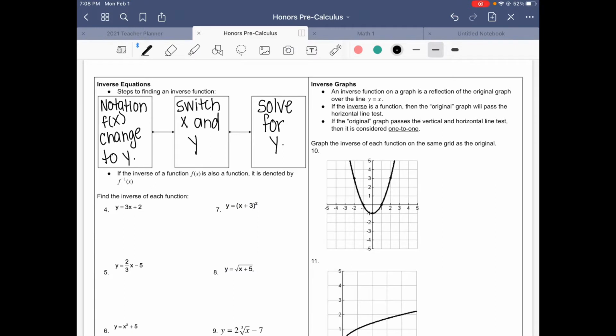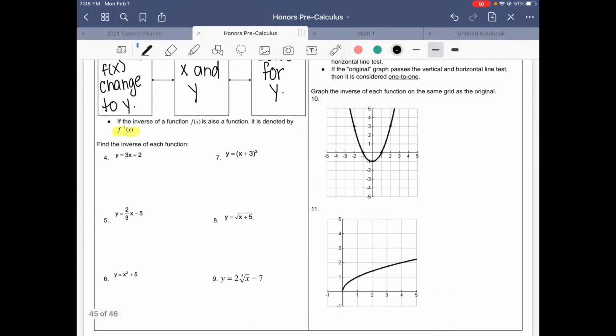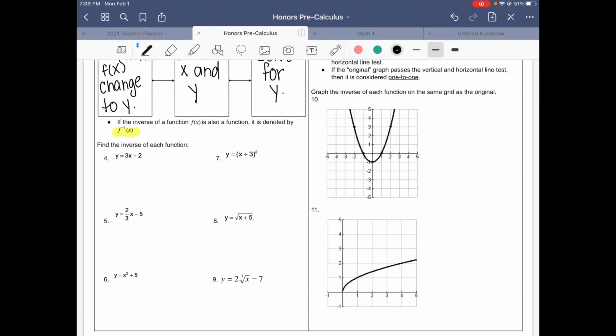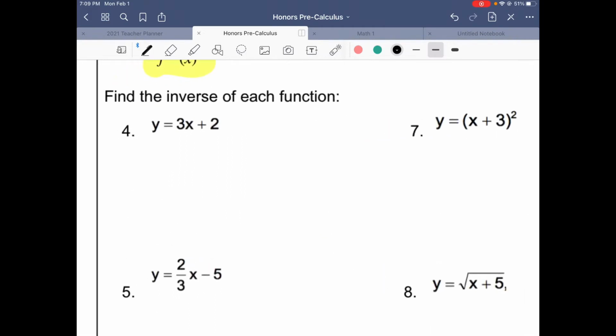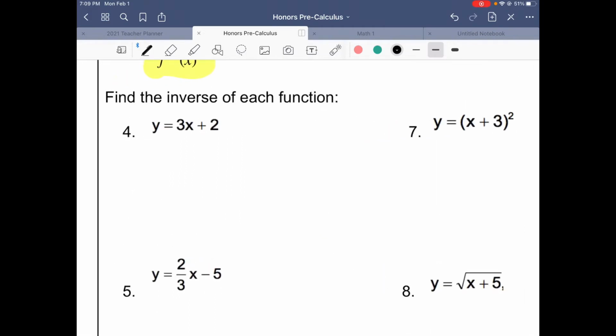Okay? Now, one thing to remember is once you've solved for y, make sure you do your notation as the inverse. So you can change it back to f of x, but you're going to do the f inverse of x. So really what we're going to do is we're just going to practice several problems on how to actually find the inverse. So none of these actually have f of x, but if they were, you would change that over. So I'm going to start by switching my x and my y.